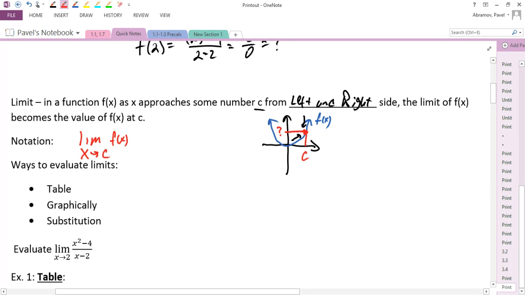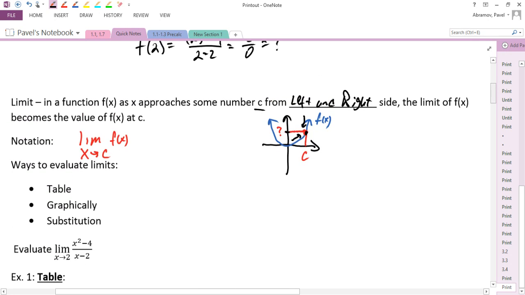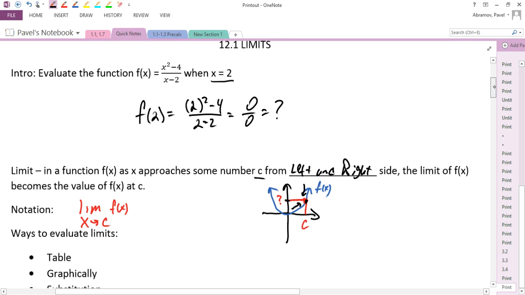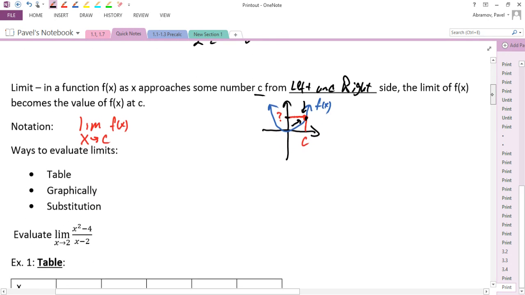So once again, we're squeezing in on this number, on this value at c, and it tells us what the y coordinate of the function is. Now, sometimes it's not as useful, like with a parabola, because we can just plug in the number, but in a situation like we have in the beginning of our lesson, that actually could be quite useful.